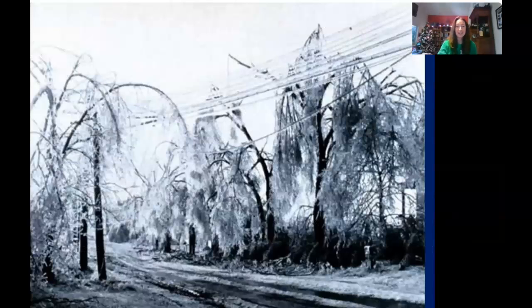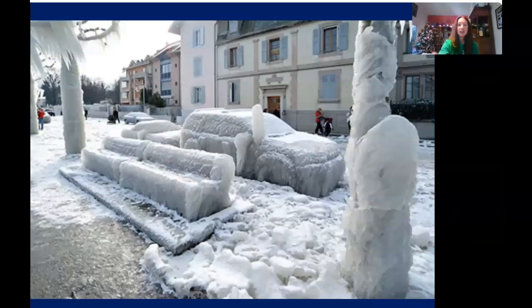It's all very, very sad. Look at this. This is the car. That's an antenna. Can you imagine? How would you get into your car after that? That would be crazy.